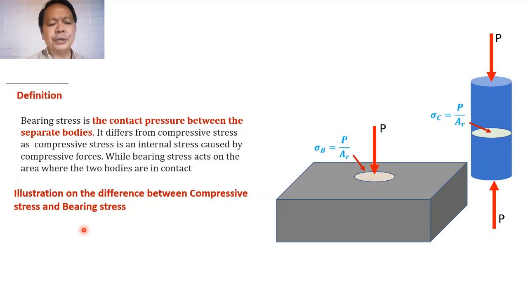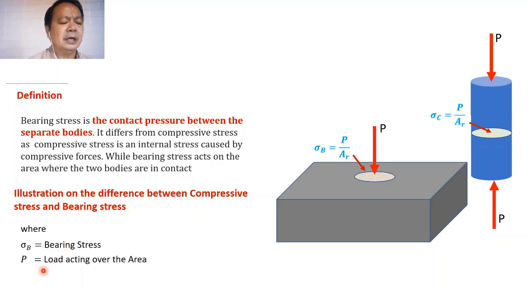And so if we're going to compute for the bearing stress, in this particular example, the sigma sub B is called bearing stress. Normally, the sigma is subscripted by B to differentiate it from a compressive stress or a tensile stress, so that this will be denoted with a subscript B, to designate that this is a bearing stress.